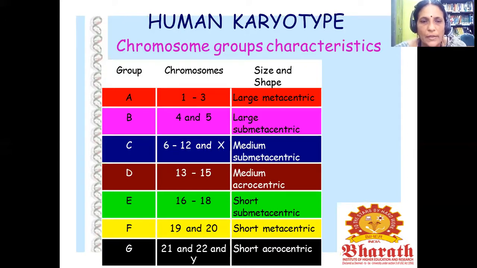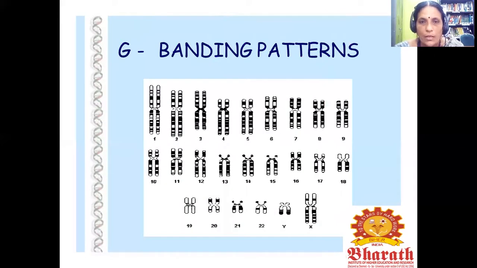Then 13 to 15 come under group D, having medium acrocentric size and shape. Then chromosomes 16 to 18 come under group E, short submetacentric. Then chromosomes 19 and 20 come under group F, short metacentric. Then 21 and 22 and the Y chromosome come under group G, short acrocentric. This is a G banding pattern of chromosomes.